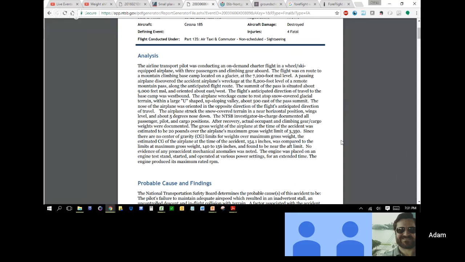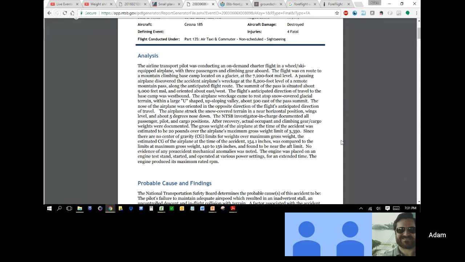The NTSB investigator in charge documented all passenger, pilot, and cargo positions. After recovery, actual occupant and climbing gear cargo weights were documented. The gross weight of the airplane at the time of the accident was estimated to be 20 pounds over the plane's maximum gross weight limit of 3,350. Since there are no center of gravity limits for weights over maximum gross weight, the estimated CG of the airplane at the time of the accident, 154 inches, was compared to the limits at maximum gross weight of 140 to 156 and found to be near the aft limit.